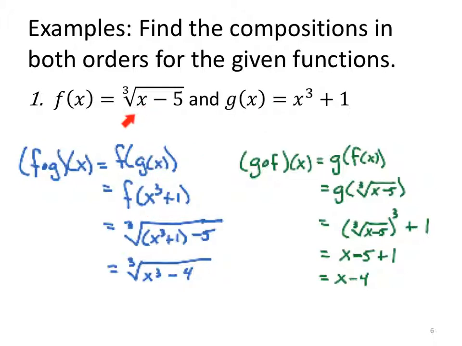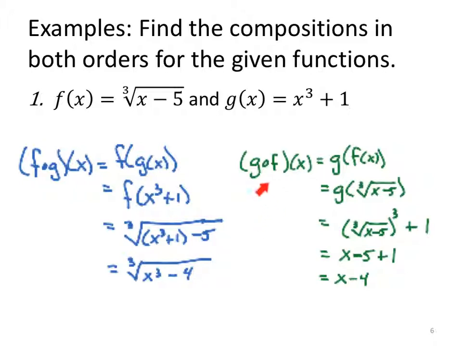And then I write down the structure of f. F is the cube root of something, so I put in my parentheses, minus 5. Here it's an x. But in this representation, our composition, instead of an x minus 5, we're going to have x cubed plus 1 minus 5. And we can simplify that. The cube root of x cubed minus 4, this cannot be simplified. Think about your order of operations.